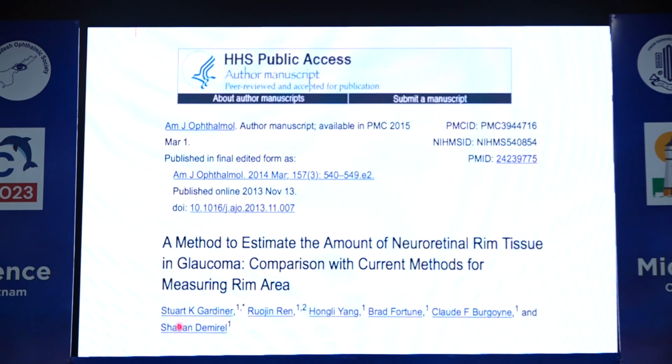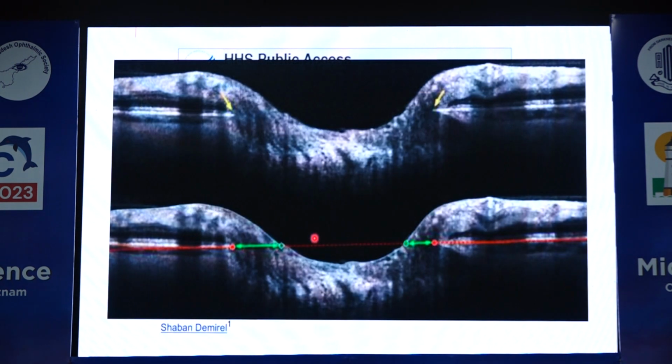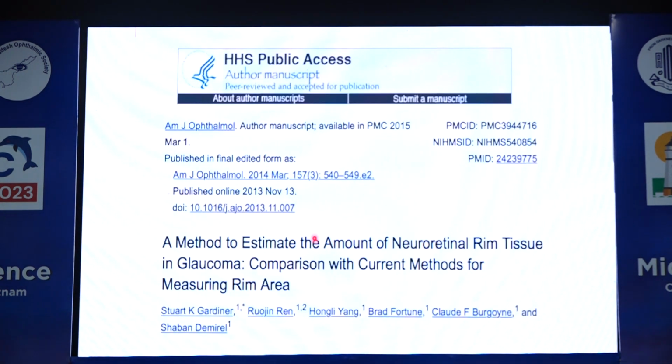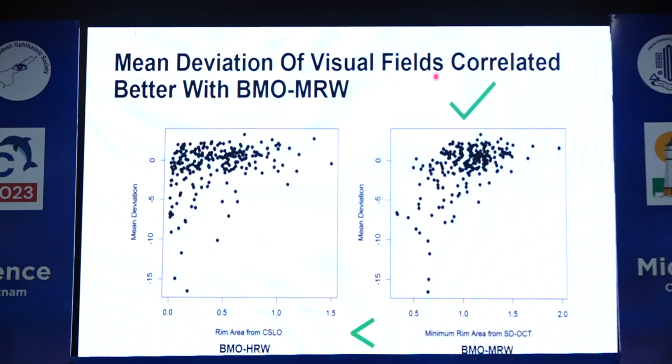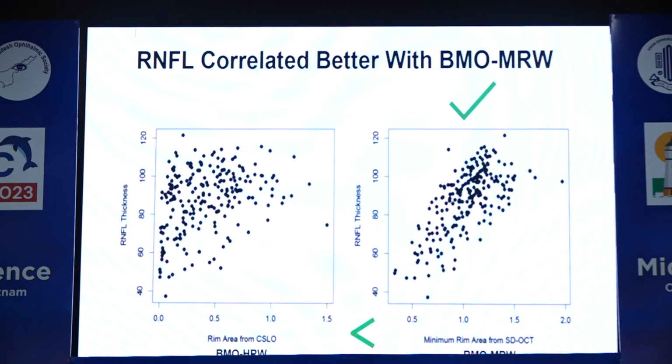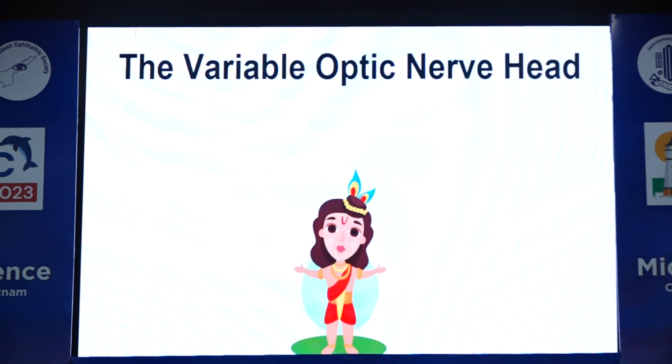You can also see the amount of neuroretinal rim tissue in glaucoma; in this study, a method to measure it was also consistent with the MRW parameter. The mean deviation of visual fields, that is the functional correlation, and the structural one that we are talking about, the BMO MRW, also correlated well compared to HRW. You can see that MRW correlated well. Again, the RNFL also correlated well.